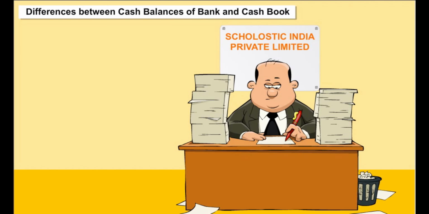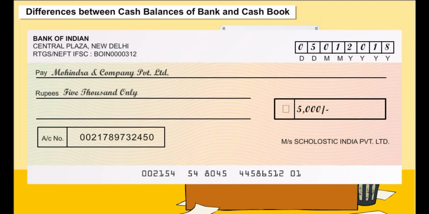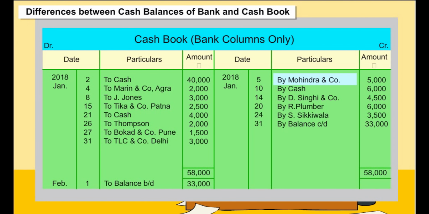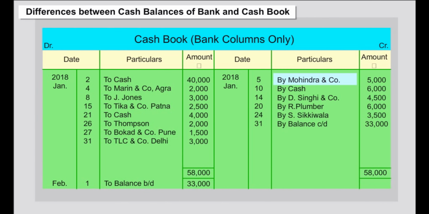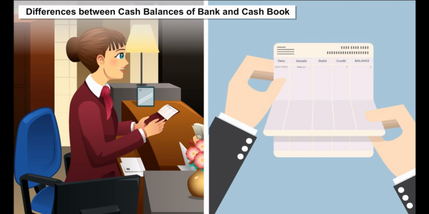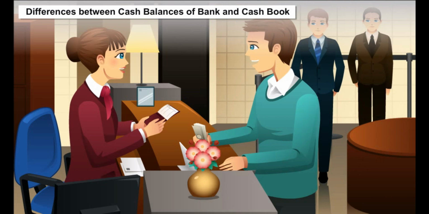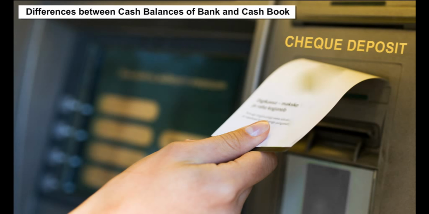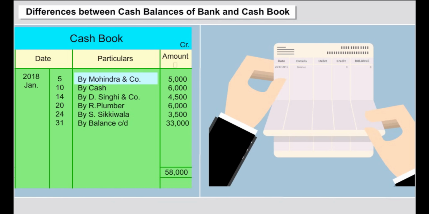When the trader issues a check to a third party for payment, he records that amount on the credit side of the cash book in the bank column. But the bank will not record this transaction in the customer's account till the third party, that is the holder of the check or draft, presents it for payment. Therefore, in the passbook, such transactions are not recorded and thus a difference is found in both the books.